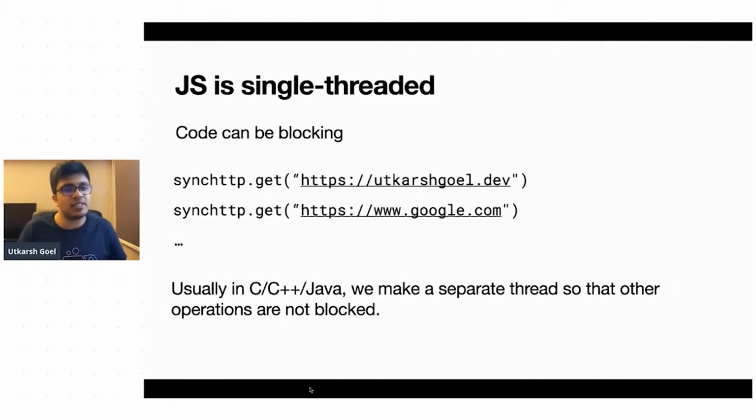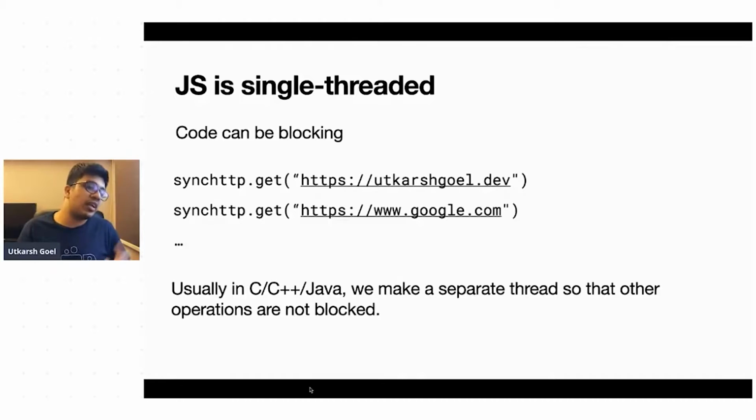Again, since JavaScript is single-threaded, this also implies that code can be blocking. What this means is, let's take an example of these two function calls here. Let's ignore whatever we know about HTTP requests in JavaScript, and let's say that the second request will only go to the next step once the first one finishes completely. So what would happen here is, when the first GET request to that URL is made, it would wait for that to finish, get all the data, and then move on to the second line.